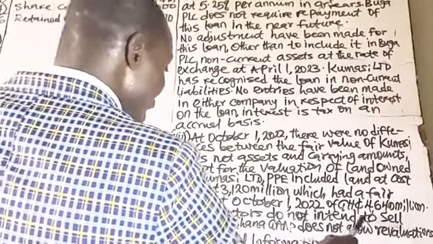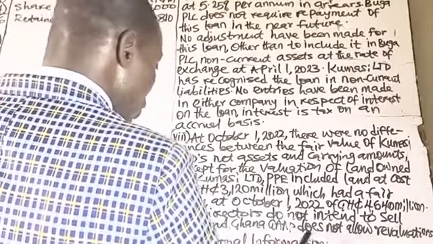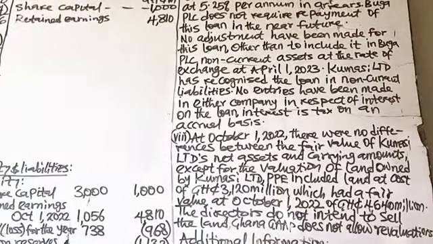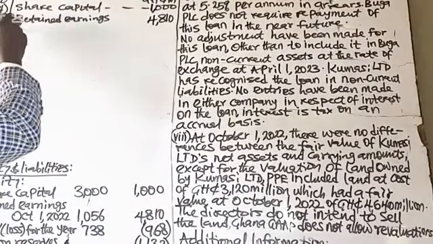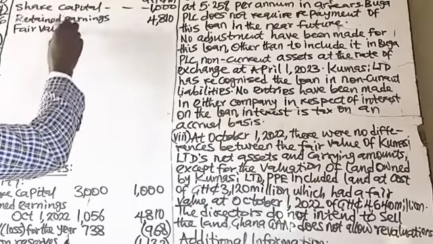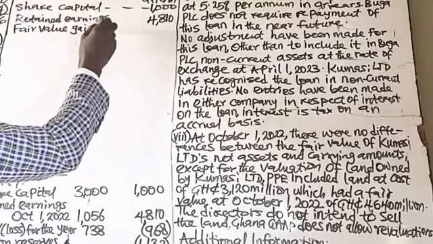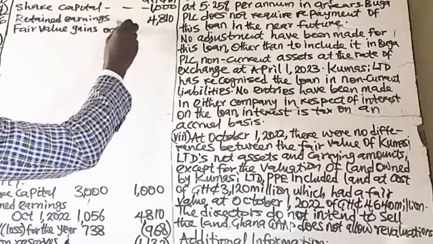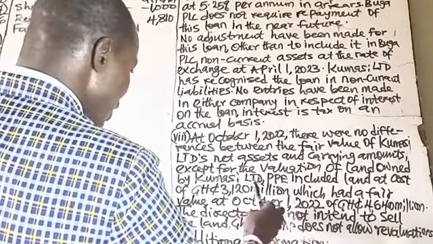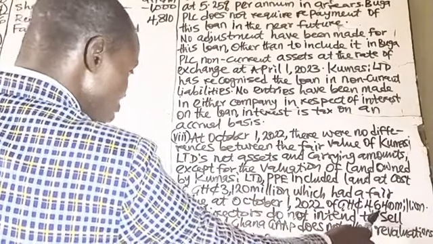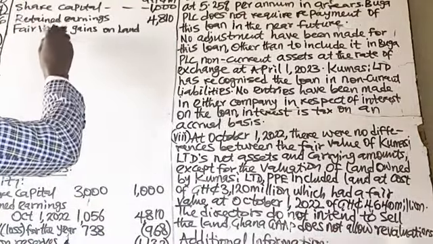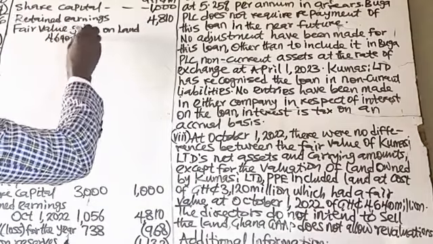The directors do not intend to sell the land. Ghana GAAP does not allow revaluations. So this revaluation is allowed in IFRS. So we now have fair value gains on land attributable to land. So you have the carrying amount to be 3,120, and its fair value to be 4,640. 4,640 minus 3,120 million.